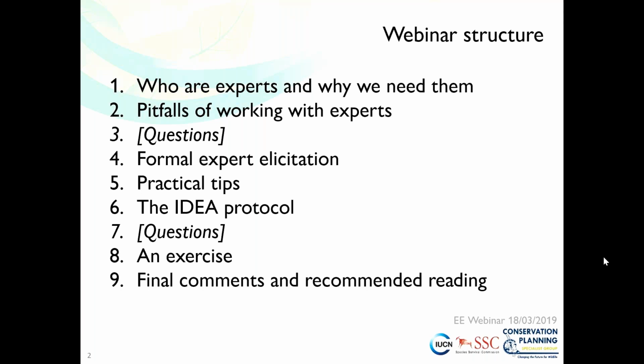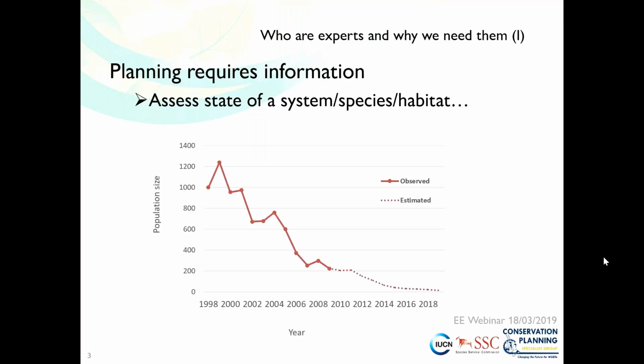Okay, so let's get started. Why do we need experts, and who are they? Well, planning in conservation, as with pretty much every other type of planning, needs information. Planning is basically making decisions, either things that we do now or that we need to do at some stage in the future. And to do this, we need information.